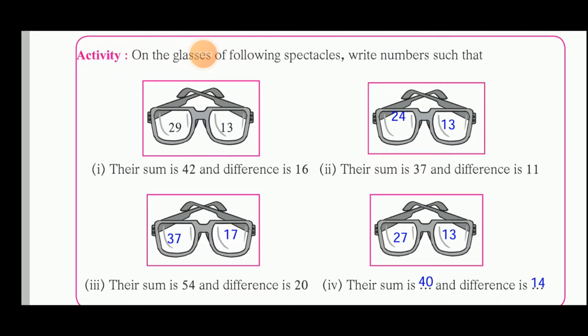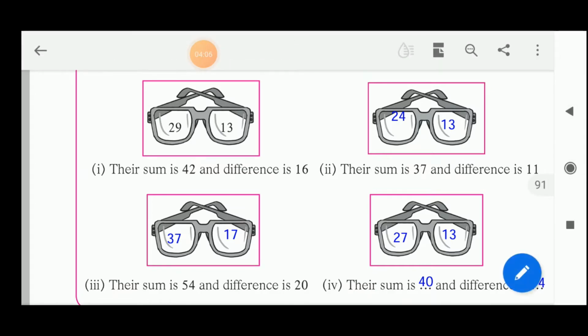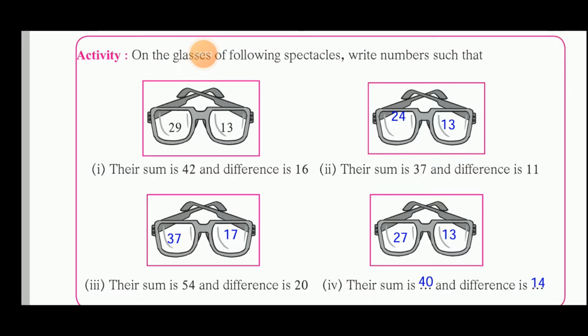Now, the second one you see, their sum is 37 and the difference is 11. So, let the two numbers be x and y. So, x plus y is equal to 37 and x minus y is equal to 11. Add the two equations. So, 2x will be equal to 37 plus 11, that is 48. So, x will be equal to 48 upon 2, that is 24. So, 37 minus 24 will be equal to 13. So, the second number is 13.